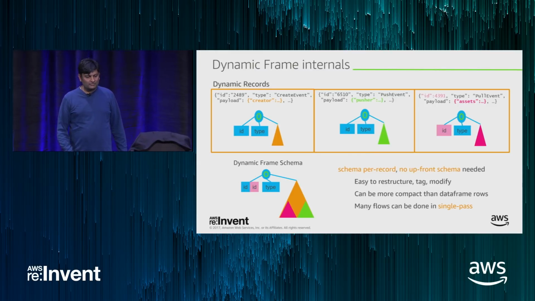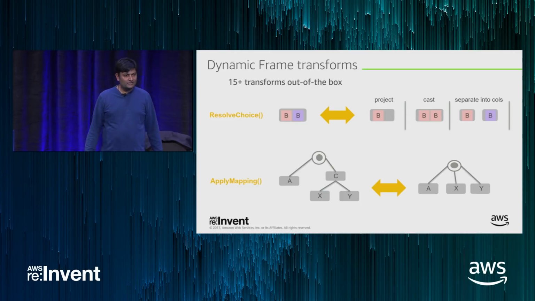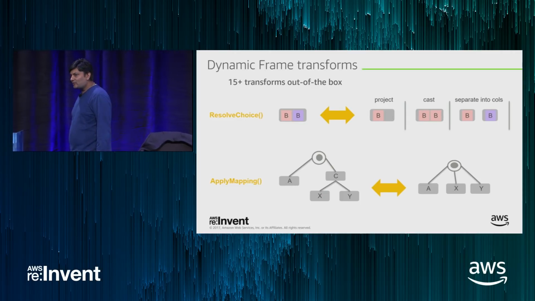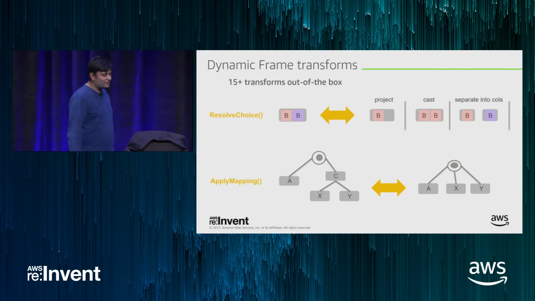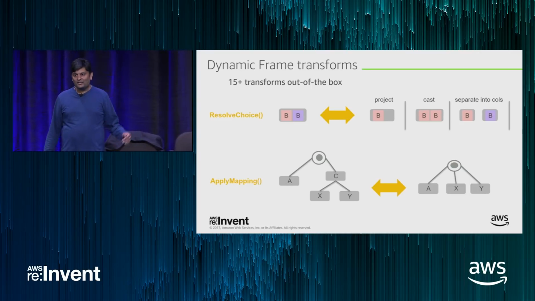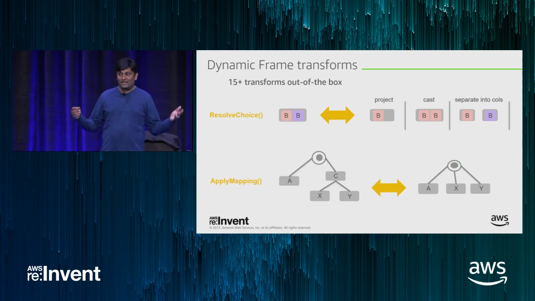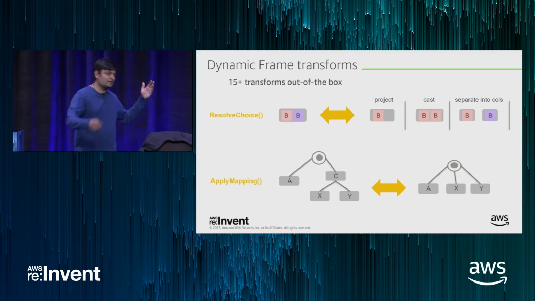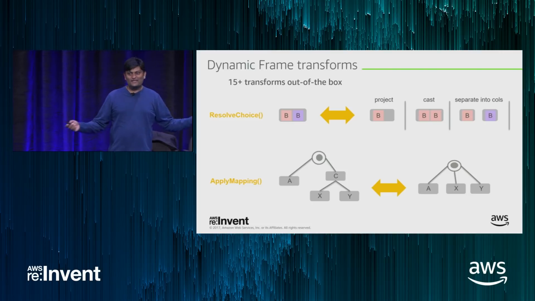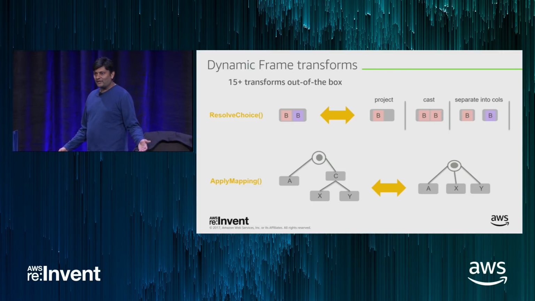All right, so what can you do with dynamic frames? Well, we have over 15 transforms and adding more and more. One of the simplest things that you can do is decide how you want to resolve your choice between integer or string. And by the way, you can have all kinds of choices. You can have a choice between a string and a struct, an array and a string, and so on. And it's not so easy to decide what to do with a data frame, right?